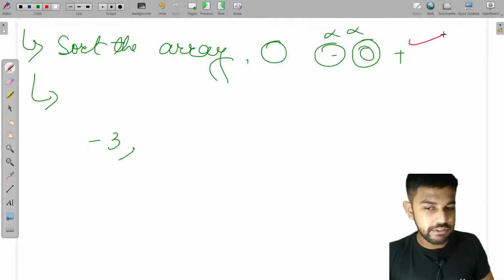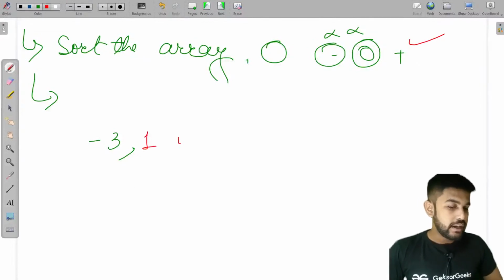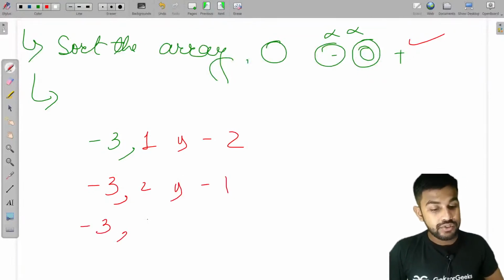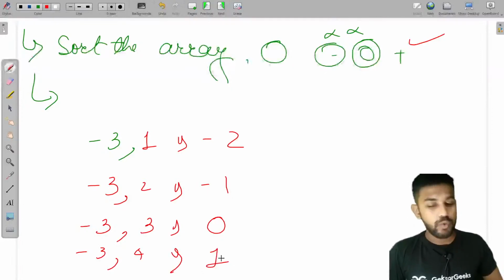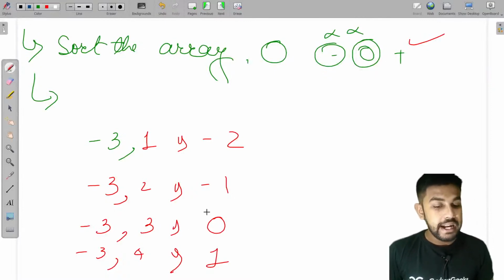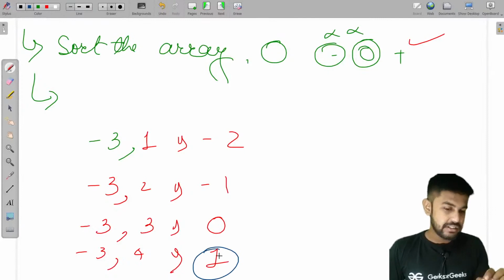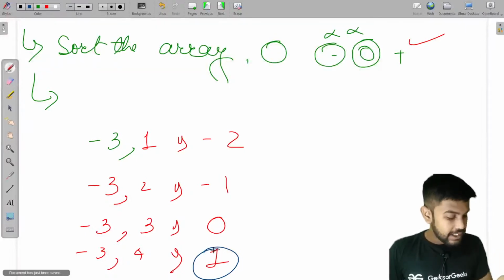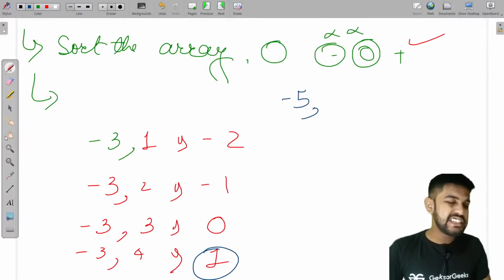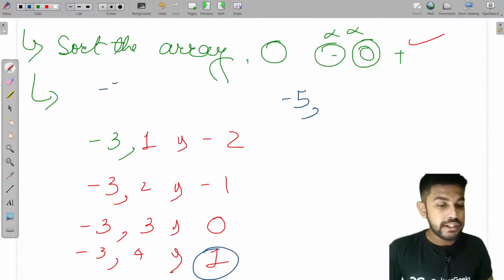Now talking about positive. If we add 1, then the answer would be -1. If we add 2, the answer would be -1. If we add 3, then the answer would be 0. If we add 4, then the answer would be 1. So we can see that there is a pattern here. What is the pattern? We need to add at least the positive value plus 1. That is, suppose we have -5, then we at least need to add the positive value of -5, that is 5, plus 1.